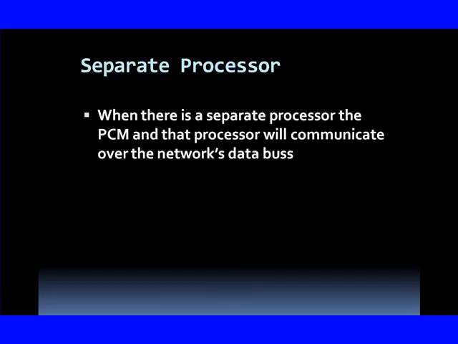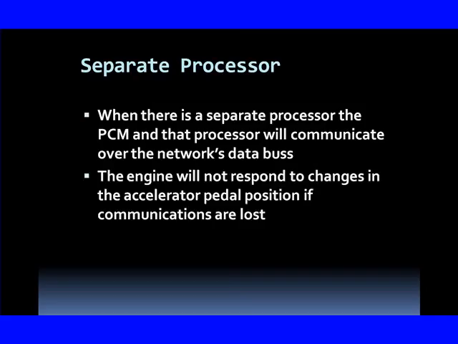When there's a separate processor, the PCM and that processor are going to communicate over a data network. Now, we have a complete training class on network communications. We're going to highlight three or four of the systems here and show you the lab scope patterns. But to really do a proper job, go to our communication section and go through all the diagnostics and how to set up the scope for these patterns. Now, the engine will not respond to changes in accelerator pedal position if communications is lost with the external module. So this is important. This is our first failure analysis point. If you move the throttle and nothing happens, you might want to make sure you have communications. And go to communications. We'll talk all about how to do that.